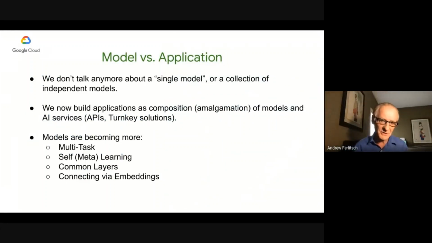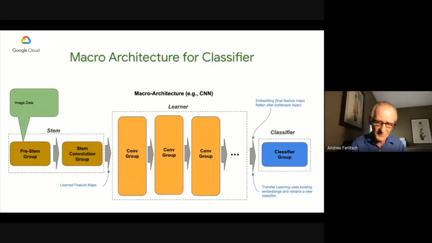And to accomplish this, models are becoming more what we call multitask. They don't do a single task. Self or meta learning, actually models learning on their own. They share common layers and they connect to each other through embeddings. So I'll give you an insight of how that works.